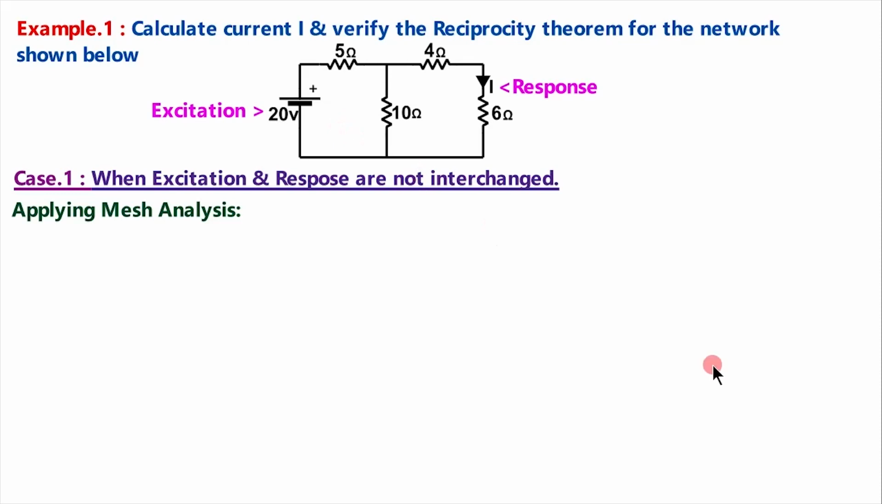We know that for applying mesh analysis, we first mark the meshes, then the currents. Current in mesh 1 is I1 and current in mesh 2 is I2. Then we mark the polarities of the current flow in these resistances. As in mesh 1, current is flowing in this way, entering here it is plus while this is minus. In this resistance, it is entering here plus and this is minus. In mesh 2, I2 is entering here plus and this is minus, plus, minus, plus, minus.